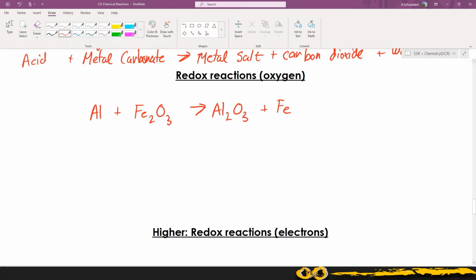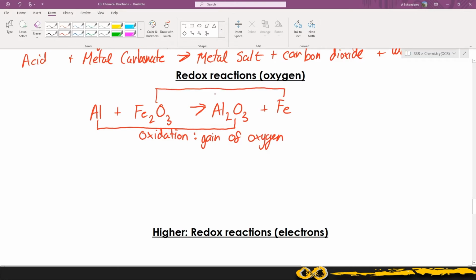We can spot the reaction in terms of oxygens for reduction and oxidation. Here, the aluminium has gained oxygens, and this means that this is the oxidation reaction, or a gain of oxygens. We can then also spot the reduction equation because there was a loss of oxygen.